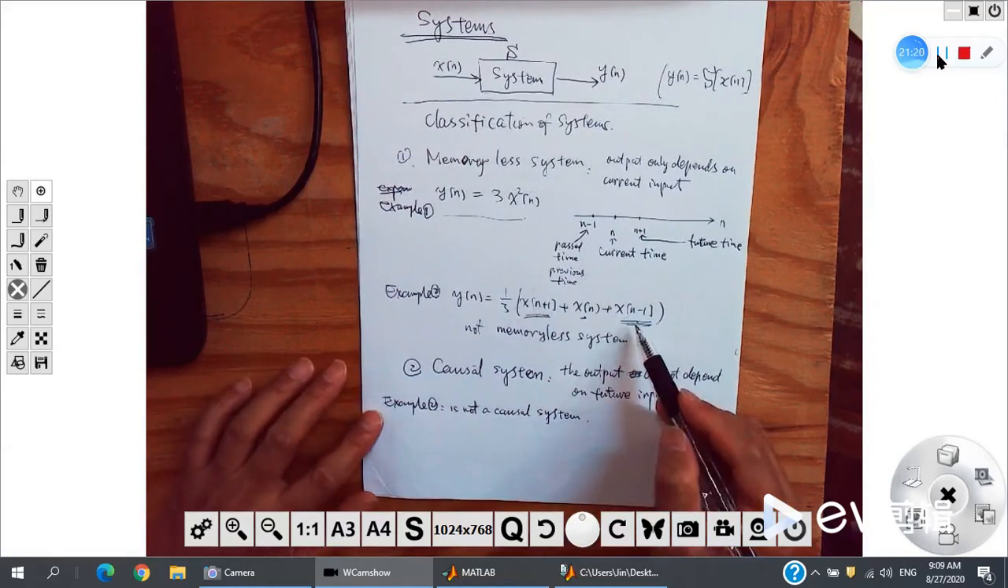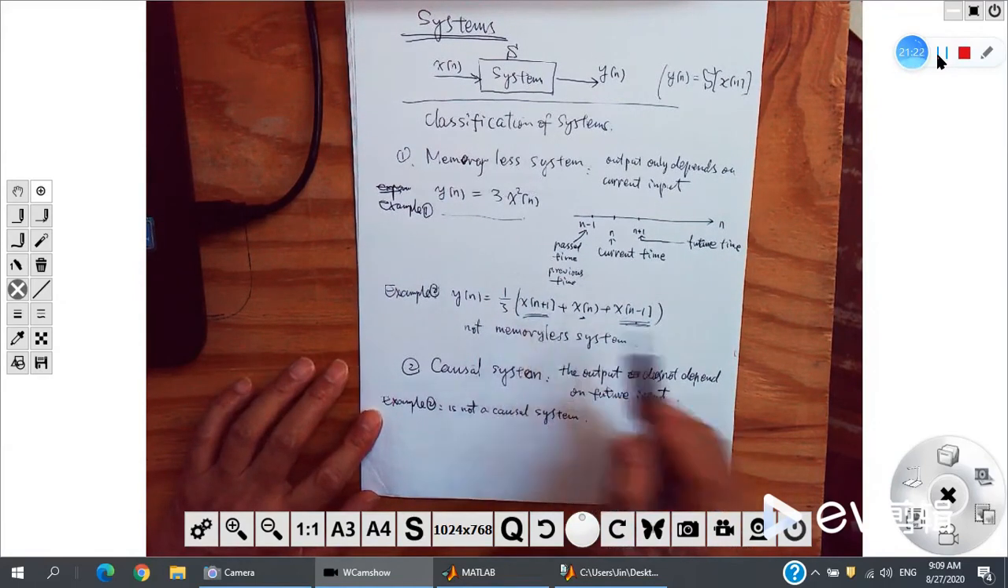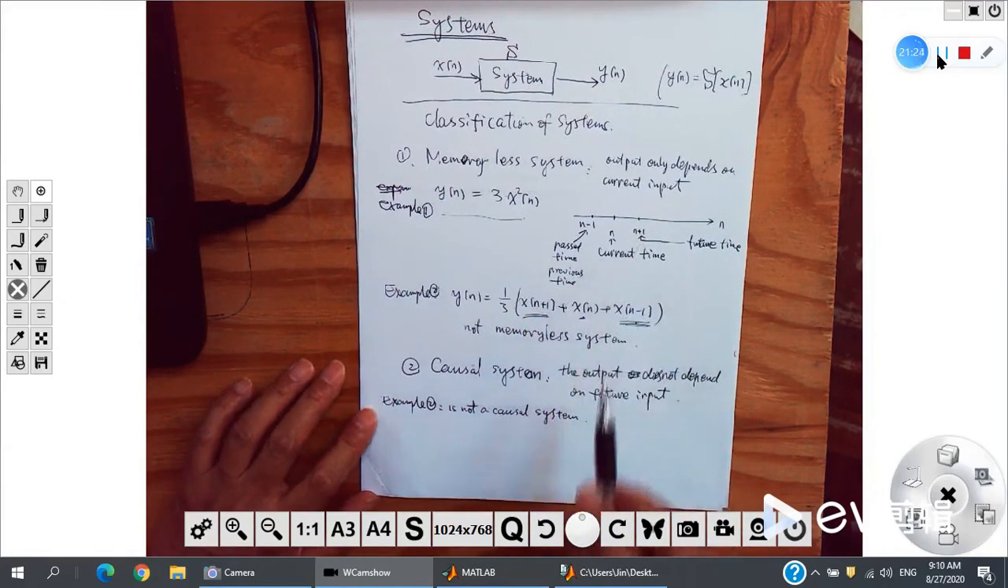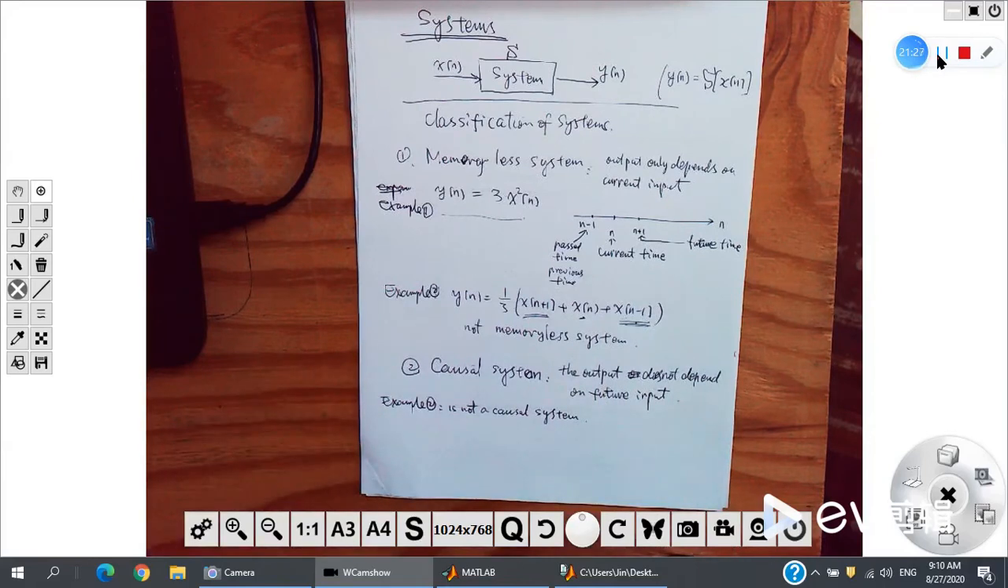Because depending on future, this is a future value, right? Some future value. Like suppose now is 3 o'clock, then 4 o'clock will be future, right? 5 o'clock is even farther future. So if a system's output depends on future input, we call it a non-causal system.